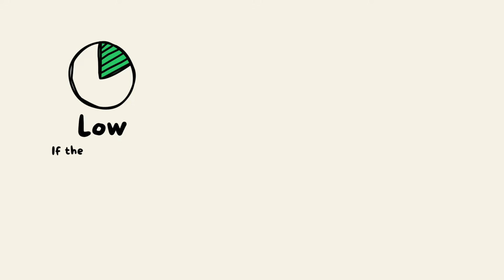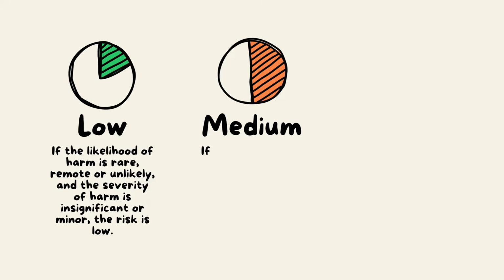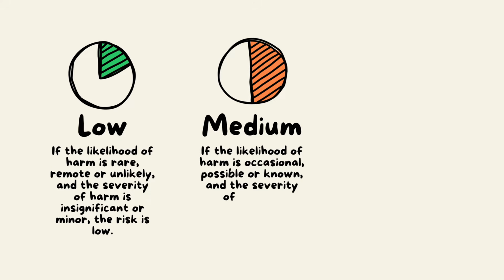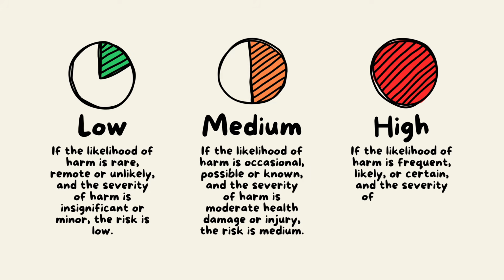Low. If the likelihood of harm is rare, remote or unlikely, and the severity of harm is insignificant or minor, the risk is low. Medium. If the likelihood of harm is occasional, possible or known, and the severity of harm is moderate health damage or injury, the risk is medium. High. If the likelihood of harm is frequent, likely or certain, and the severity of harm is serious or fatal, the risk is high.